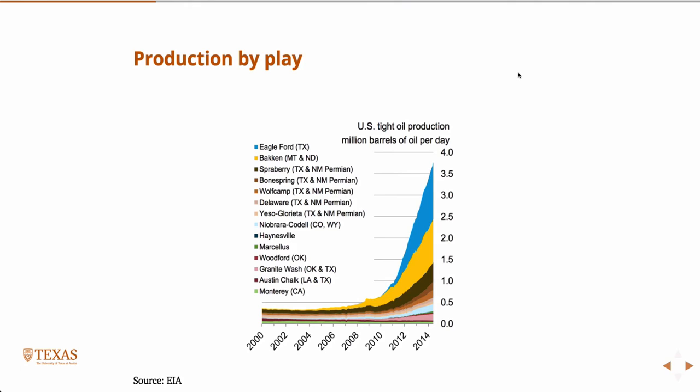The Bakken in North Dakota would be second. And then all these others, the Spraberry, Bone Spring, Wolfcamp, these are all in the Permian Basin, okay? Not really shale plays. This is just oil production. The Permian Basin is not really a shale play, but they're using the same technology in that play to extract more oil: hydraulic fracturing and horizontal drilling.